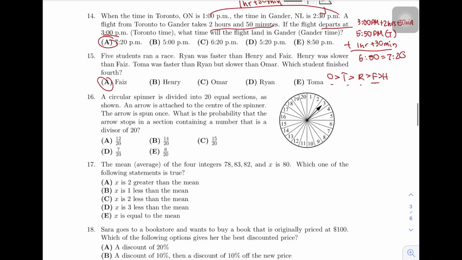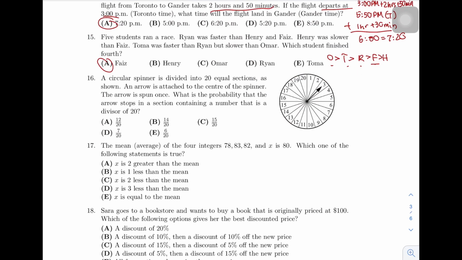Number 16. A circular spinner is divided into 20 equal sections as shown. An arrow is attached to the center of the spinner. The arrow is spun once. What is the probability that the arrow stops in a section containing a number that is a divisor of 20?